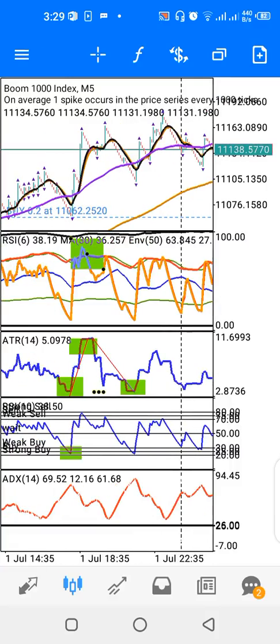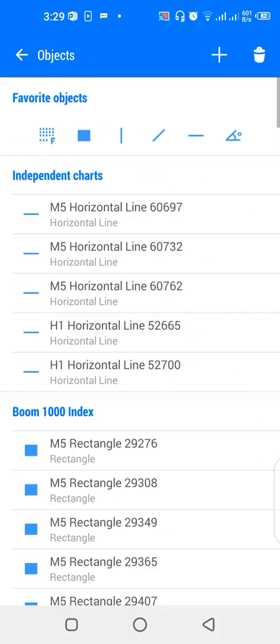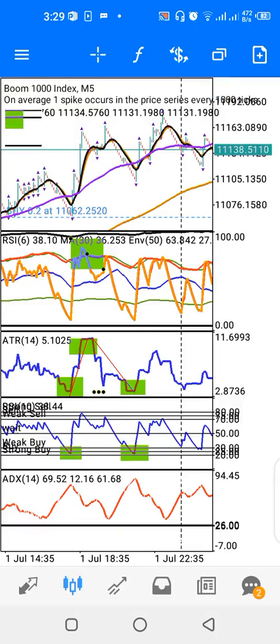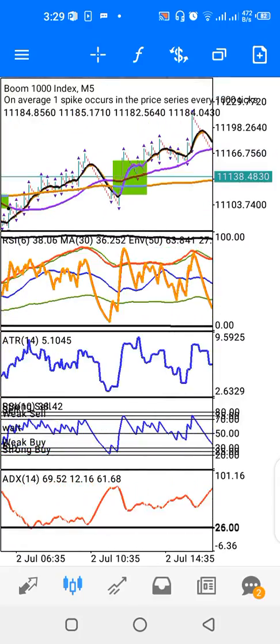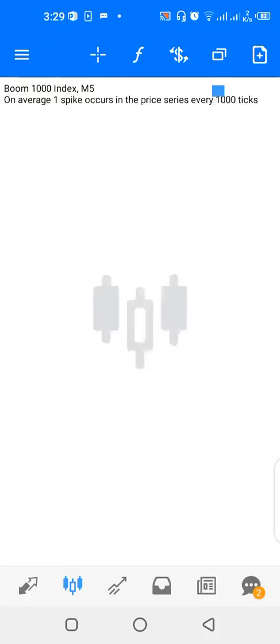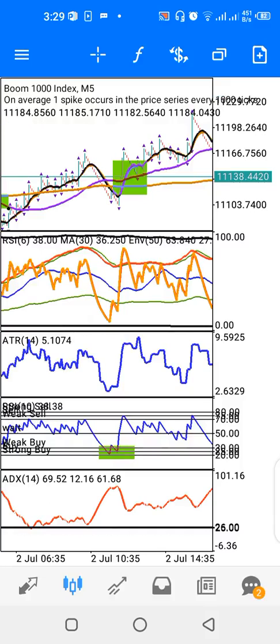It's another strong buy signal. It's another strong buy signal. All right, so that's that for boom index.